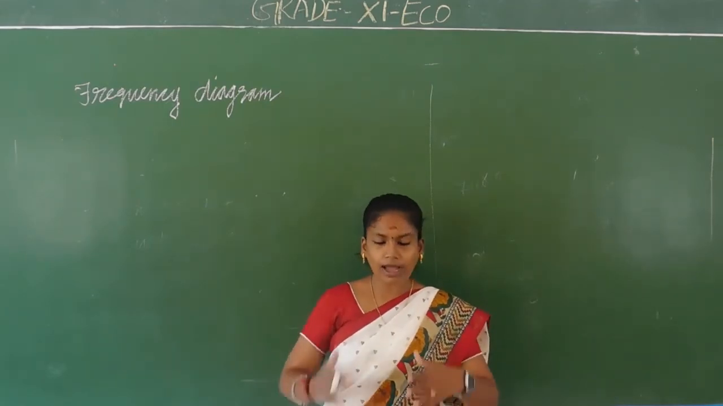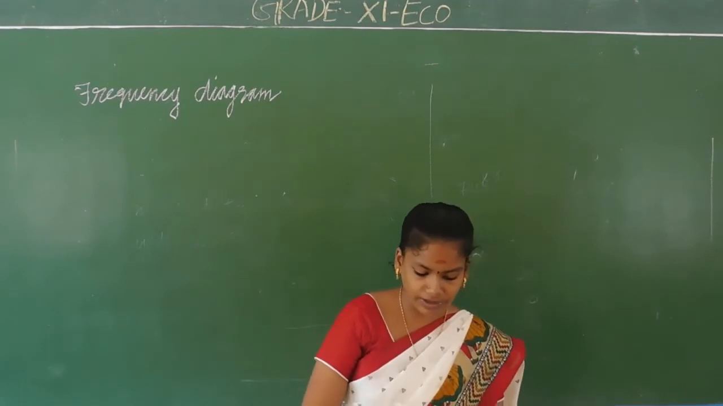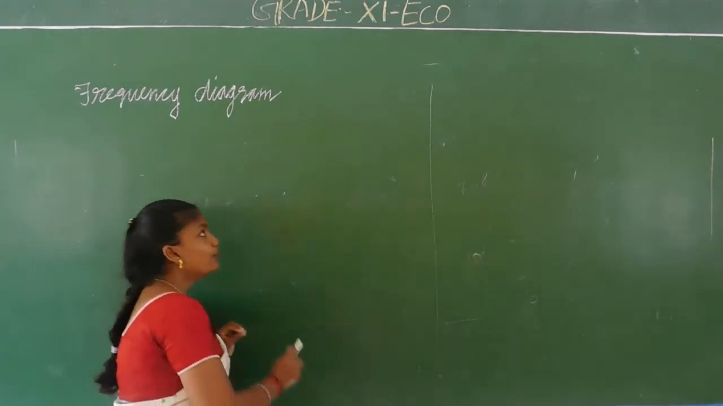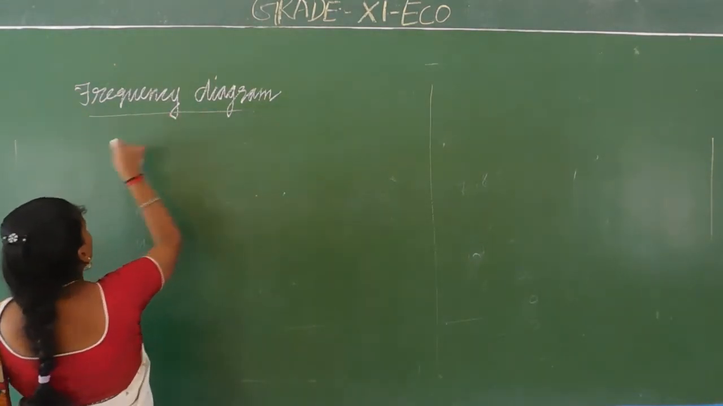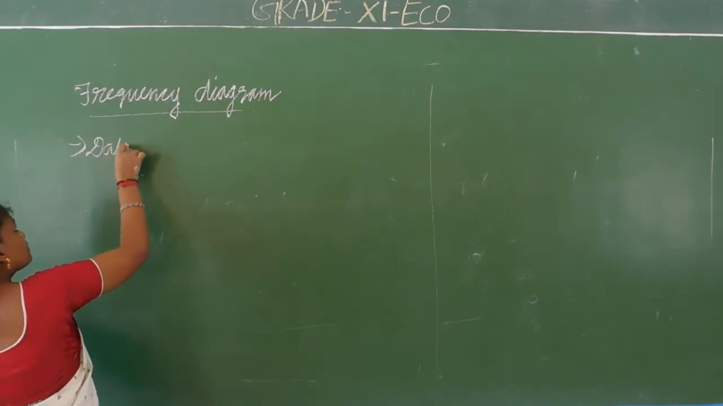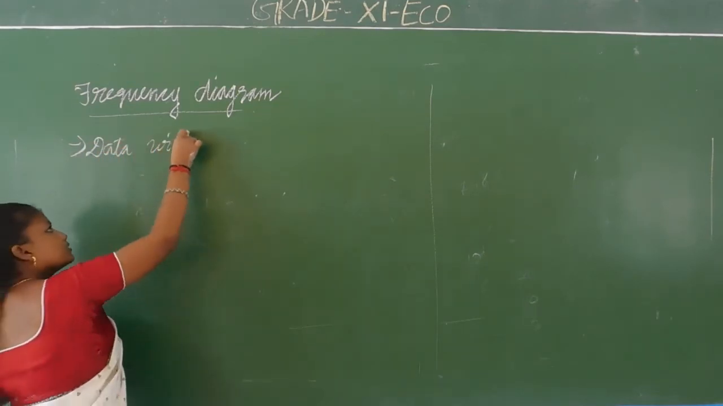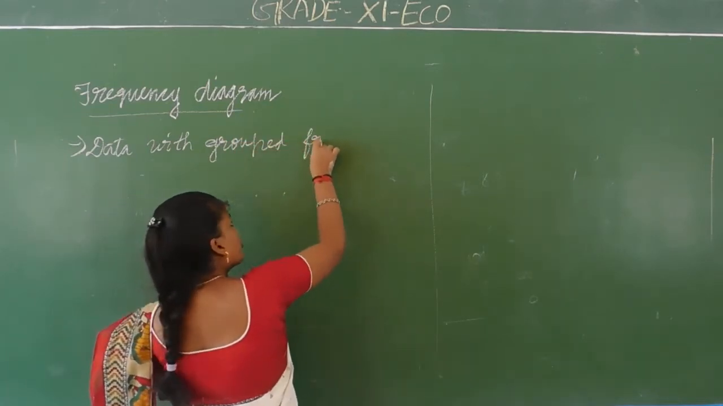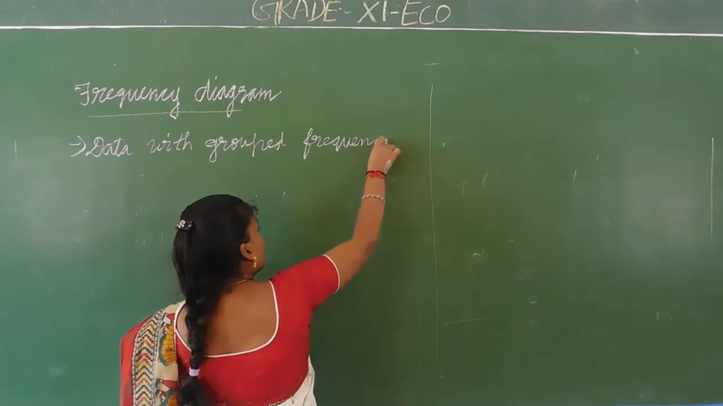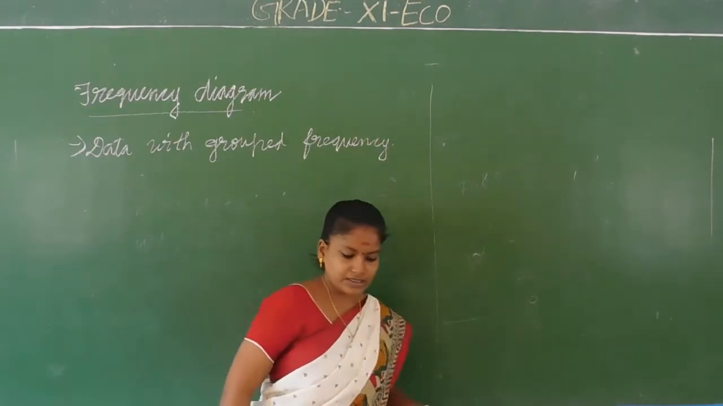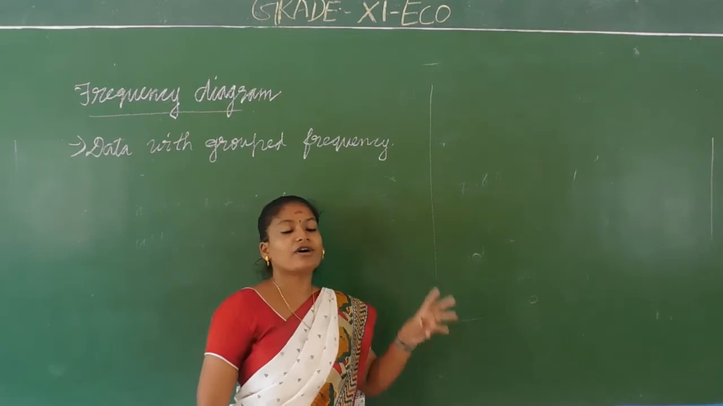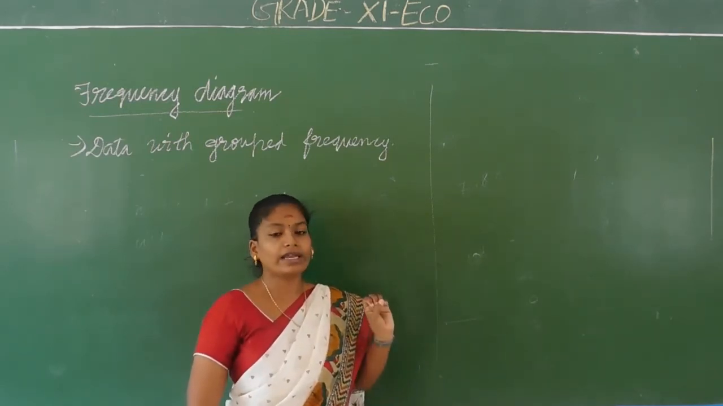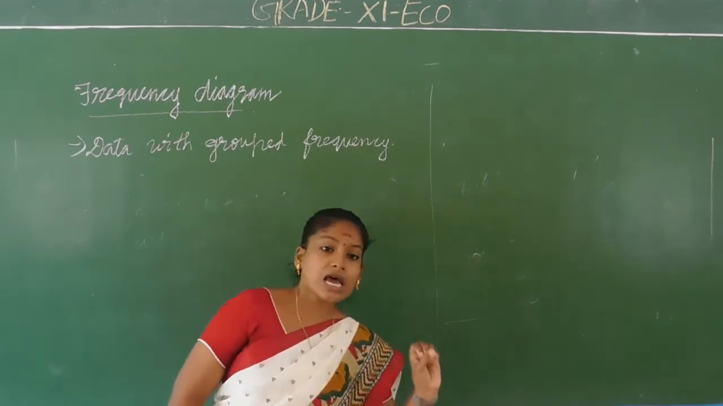Like here we are going to have a class, we are going to have a class with everything. So generally data in the form of grouped frequency. So data with grouped frequency are going to be represented here. Under this, what are the various kinds we have? Histogram, frequency polygon, frequency curve, and finally ogive. So we are going to start with the histogram.